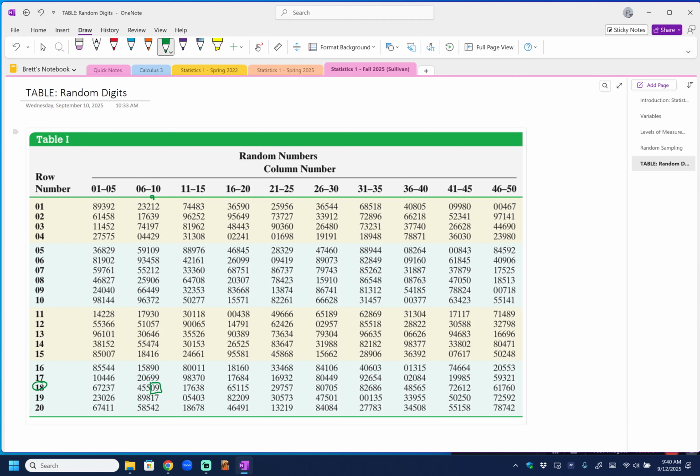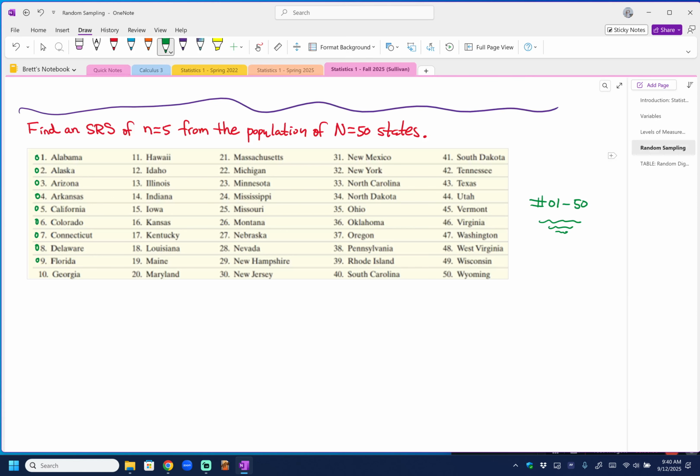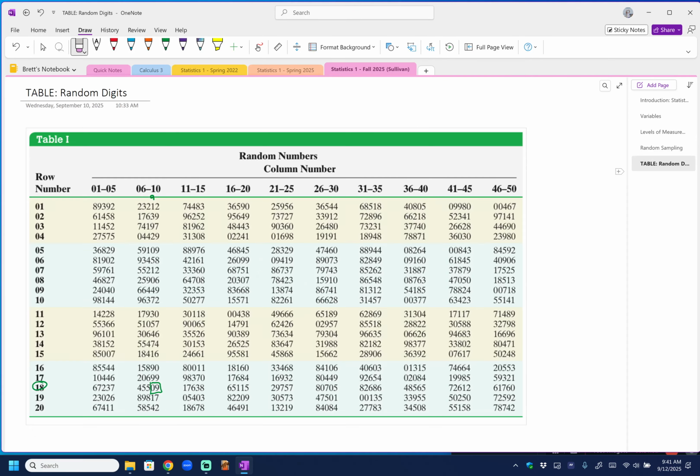Well, remember that the only states with numbers, Alabama to Wyoming, the numbers that are present are 01 to 50, which means if we see a double-digit number that is not in that span of numbers, then we ignore it because it is of no relevance to us whatsoever. But if it is a number that is labeled in these states, then that is going to be a member of our sample.